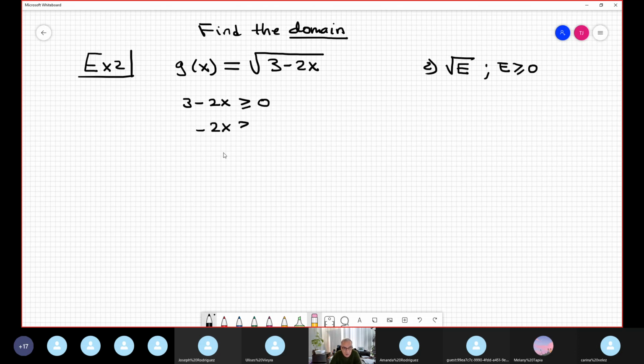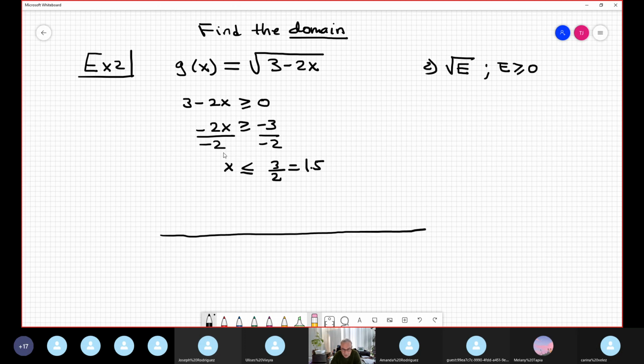Minus 2x is greater than or equal to minus 3, when we move the 3 to the right-hand side, divided by negative 2. I solve for x: x is 3/2, or in decimal, 1.5, to see it more clearly in the graph. And of course, don't forget to reverse the inequality sign, because you are dividing by a negative number. Always, if you divide by a negative number, you need to reverse the inequality. Let me understand the domain graphically: infinity positive, infinity negative, 0 here, this is 1, this is 2, and 1.5 lies here in the middle. Look here, 1.5.